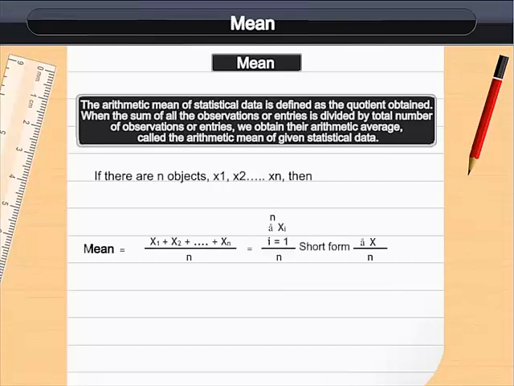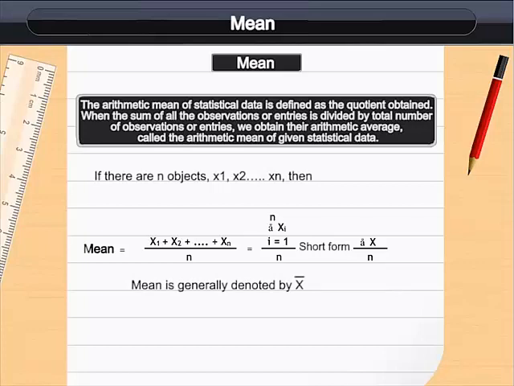If there are n objects, x1, x2, and so on till xn, then the mean will be x1 plus x2 plus x3 plus so on till xn divided by n. In short, the sum of x divided by n, and mean is generally denoted by x bar.